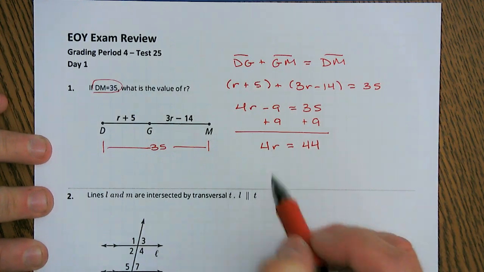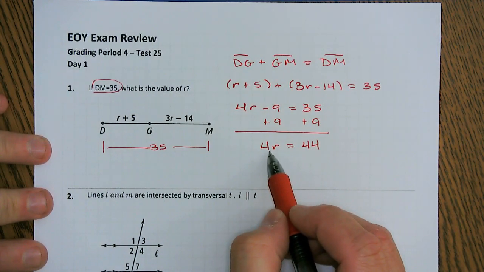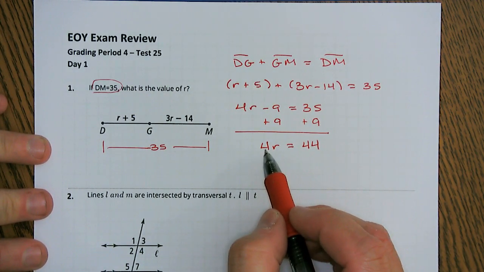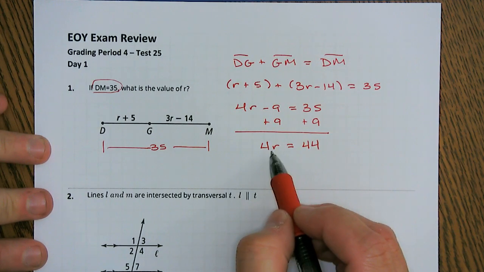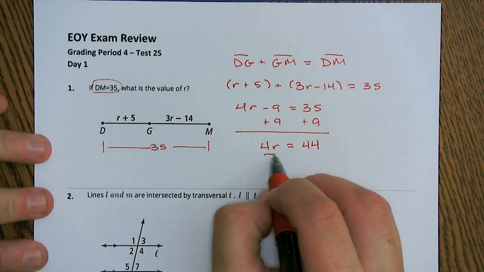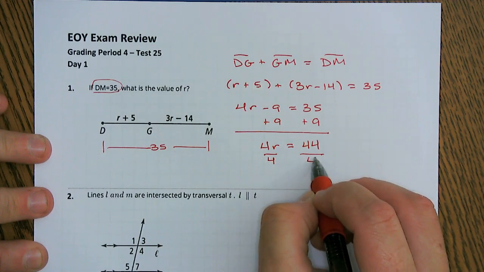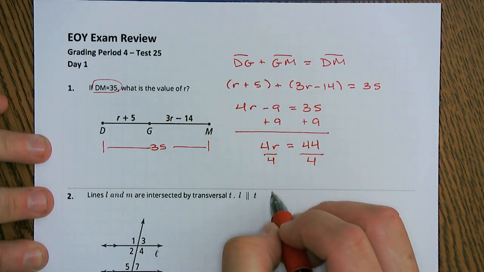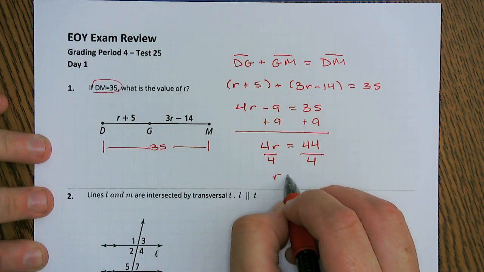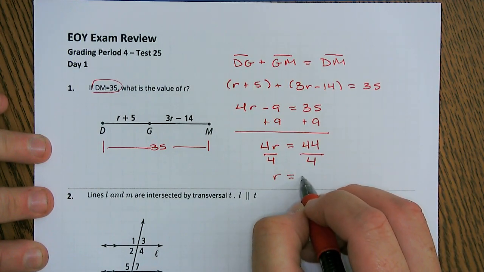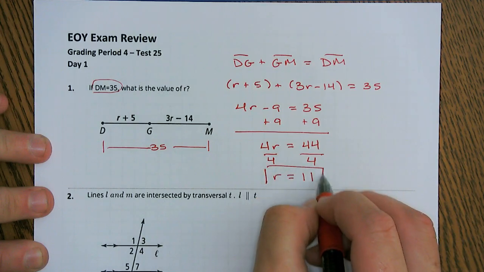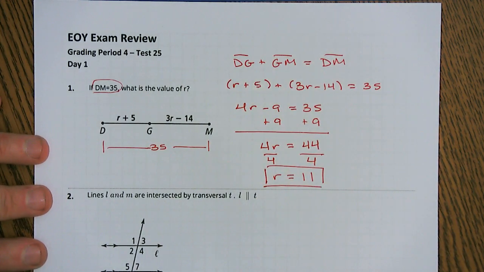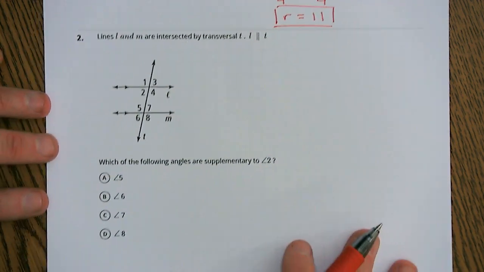So we're almost there. We've got to solve this for R. But now we've got to get rid of the 4. So how do we get rid of a 4? Well, that's 4 times R, so with the opposite of multiplication, division. Let's divide both sides by 4. So 4 divided by 4 is just 1. 1 times the R is the R that we're looking for. 44 divided by 4 is 11. Let's put a box around it because we're done. Let's take a look at the next one.